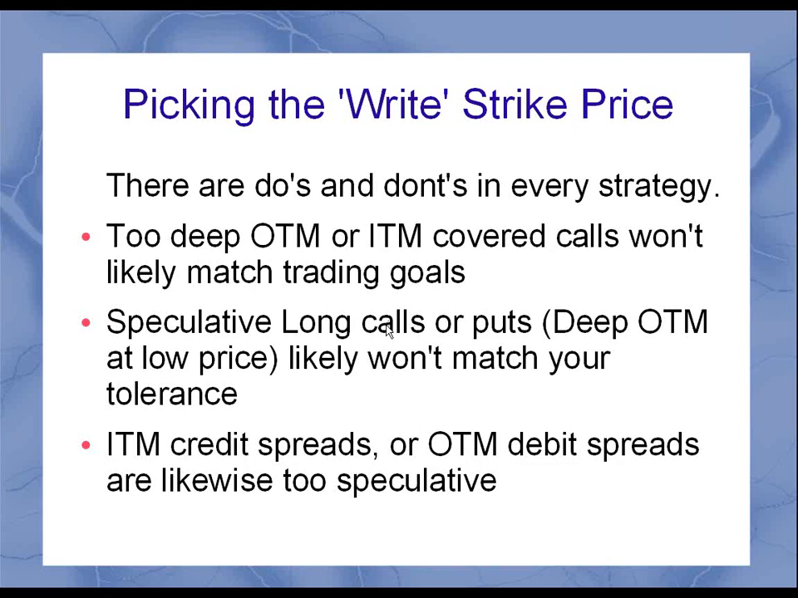There are do's and don'ts in every strategy. We talked about covered calls already: selling a too deep out of the money covered call. So if I buy a stock at 50, I'm expecting it to move up to maybe $58 or $59 within the next 30 to 60 days. So I sell the out of the money 57.5 call for 20 or 30 cents. Well, that's probably not going to match my trading goals. Even if the stock matches my expectation, we have such a low probability of that occurring that it doesn't make sense to do that.